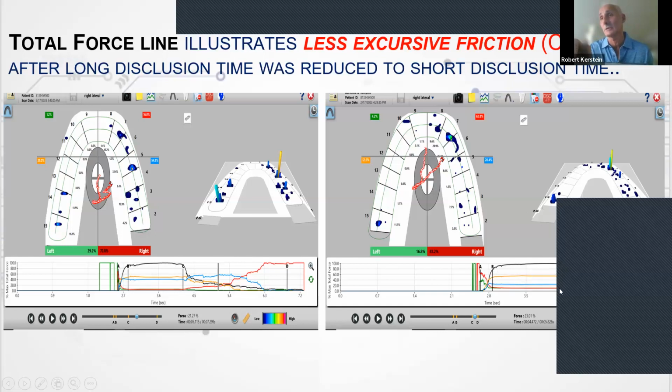And then, of course, the excursion: you see how the red line takes over and the orange and blue lines drop. These are the things you're looking for as outcome measures. What does the center of force do? Where does it travel to? What do the graph lines look like?